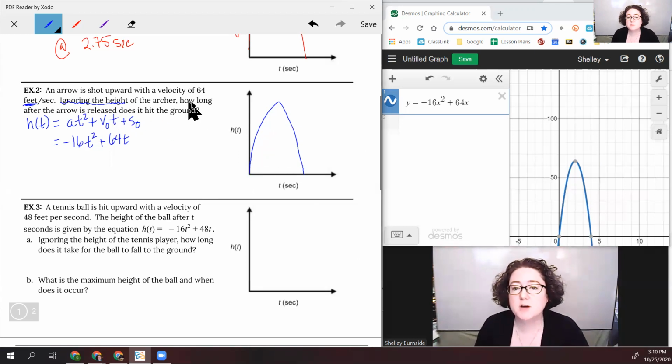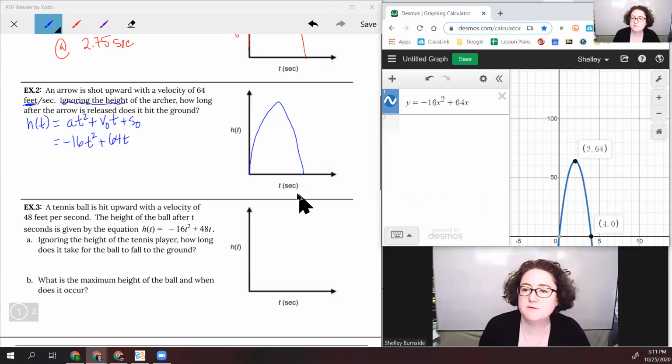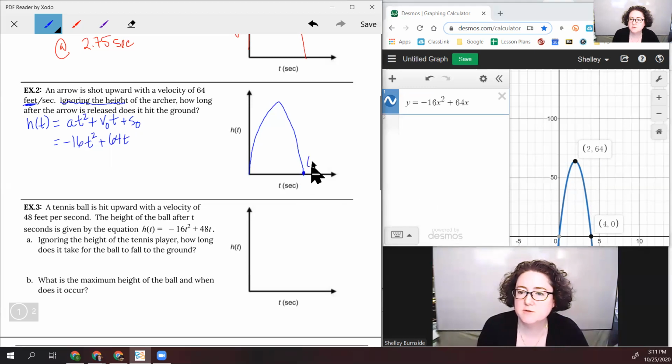Okay, so this problem is asking how long after the arrow is released does it hit the ground? So in this case, we don't really need our vertex. We need to know once this arc comes down, where does it hit on the x-intercept? So that point 4, 0 is what we're looking for. So that means the arrow went up and then it fell back to the ground. And if our x coordinates are giving us our time in seconds, that means it hits the ground at 4 seconds.